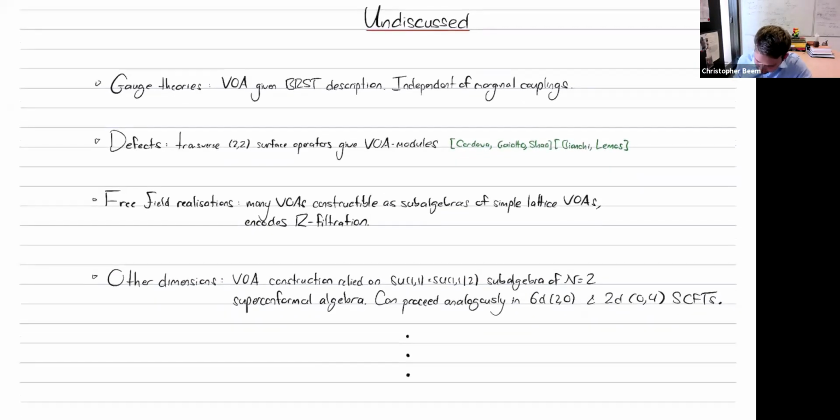There's an emerging story about free field realizations, which is that it appears that amongst the other nice properties of the vertex algebras coming out of this game is that they admit constructions as subalgebras of relatively parsimonious free field vertex algebras. And in that description, you actually get the R filtration back. So a lot of this mystery about R filtrations and connecting with the Higgs branch becomes transparent if you have one of these free field constructions.